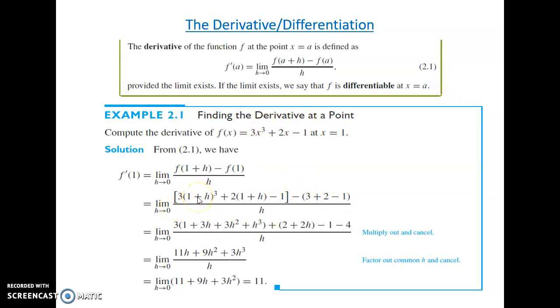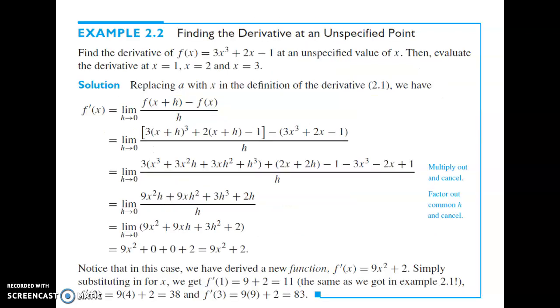I expand this, which gives me 4 terms, 1, 2, 3 and 4, and then I take 3 inside and simplify. Here h is common, I take it out and cancel, and I get 11 plus 9h plus 3h squared. Then I find the limit as h tends to 0. There is no denominator, so I put h equal to 0, and I get the answer 11.